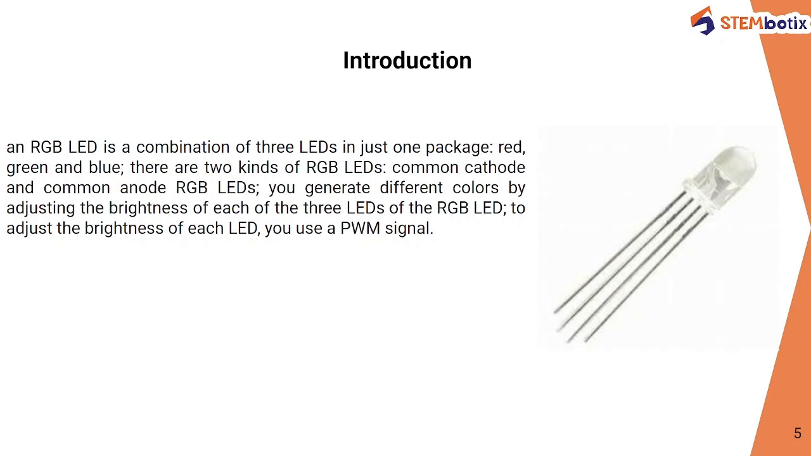There are two kinds of RGB LEDs. This classification is based on the pin configuration of the RGB LED. One is a common cathode and another one is a common anode. You generate different colors by adjusting the brightness of each of the three LEDs of the RGB LED. To adjust the brightness of each LED, you have to use a PWM signal. Yes, the PWM pins of our microcontroller board are used here for RGB LEDs.